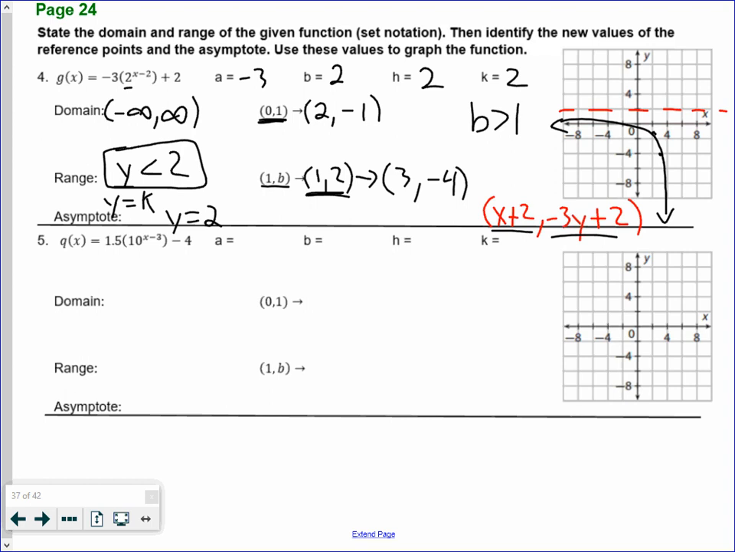Number 5, I'll leave that for you guys to do on your own. We do put the completed keys up on Canvas, so double check your answer there.